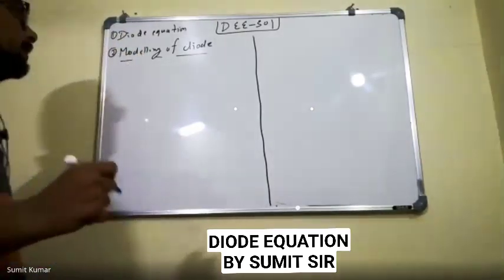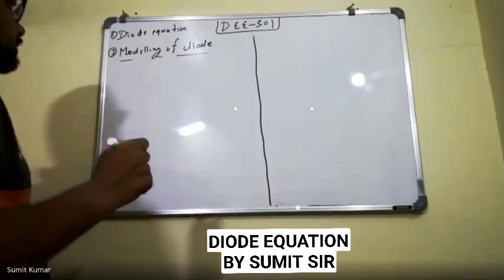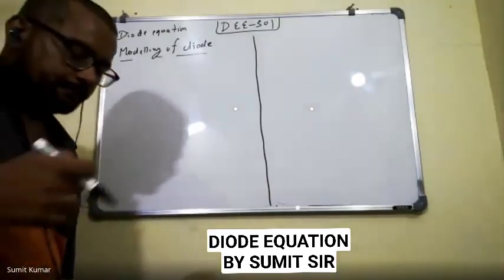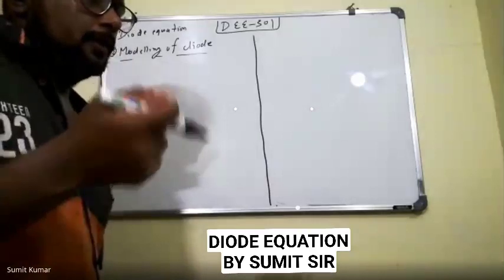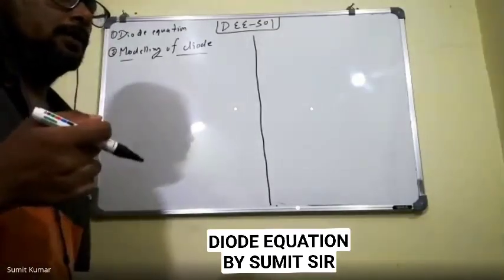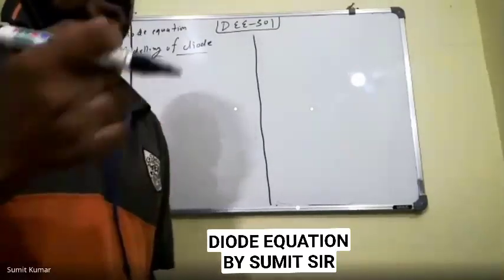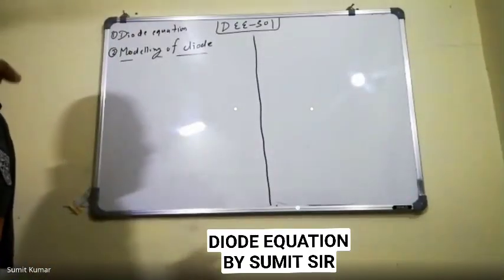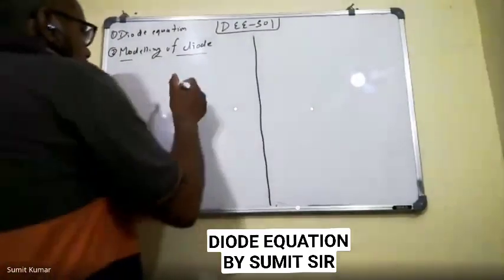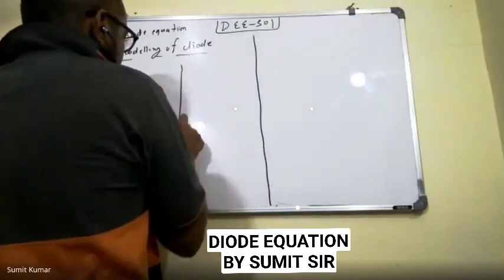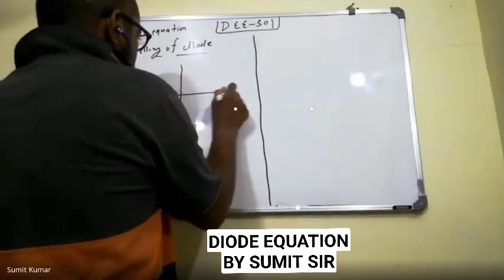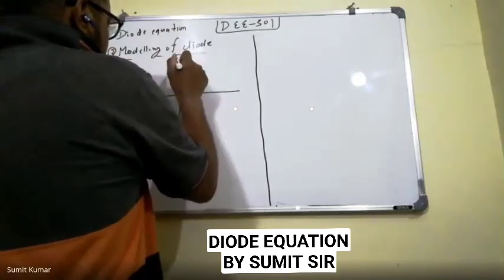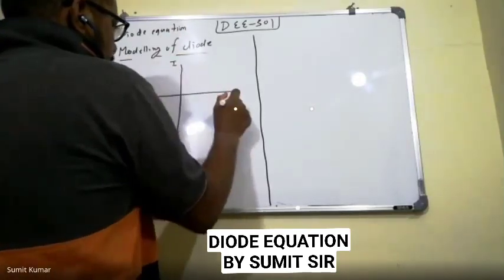Okay, so let's start. In the previous lecture we discussed the forward bias and reverse bias of the PN junction diode, and now we will discuss the diode equation. In the previous class, we learned the characteristics of the PN junction diode, which is like this. This is the IV characteristics.